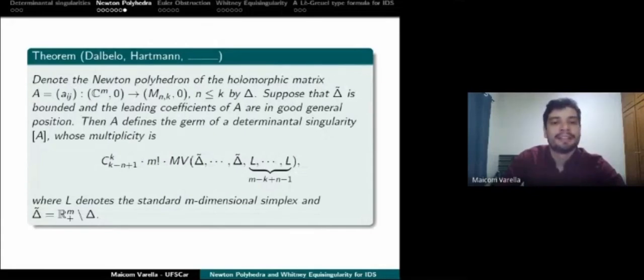The next result is based on Esterov's multiplicity theorem, and it was one of his results that we could simplify using the strong equivalence of matrices. Denote the Newton polyhedron of the holomorphic matrix A, with n less or equal k, by delta, and suppose that delta tilde is bounded, and the leading coefficients of A are in good general position. Then A defines the gem of a determinantal singularity, whose multiplicity is given by this formula, where L denotes the standard n-dimensional simplex, and delta tilde is equal to this difference, R^m plus minus the Newton polyhedron delta.